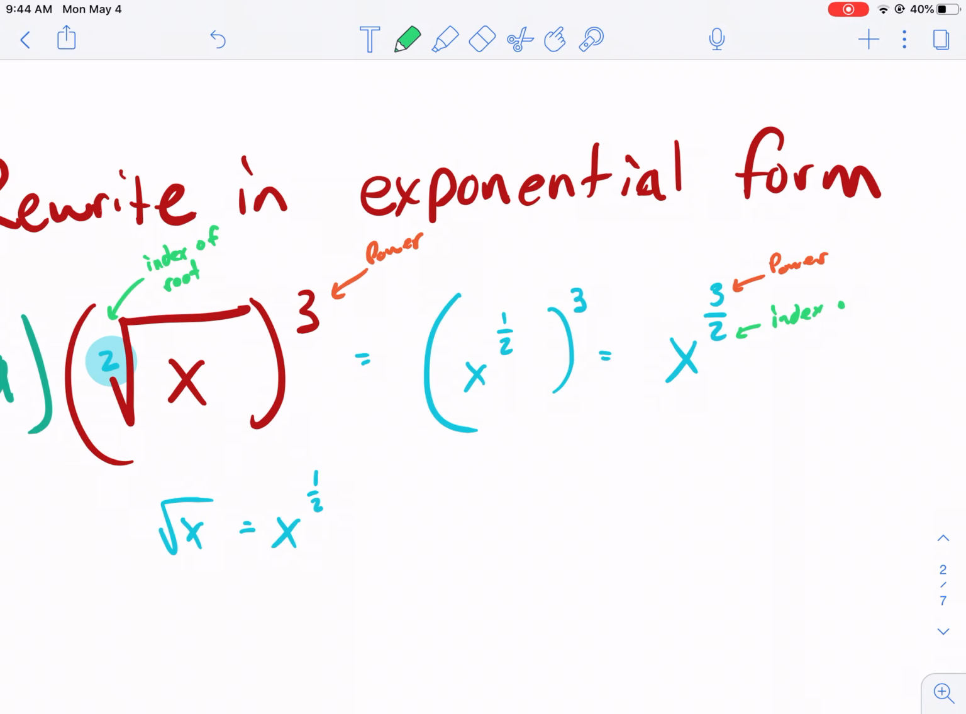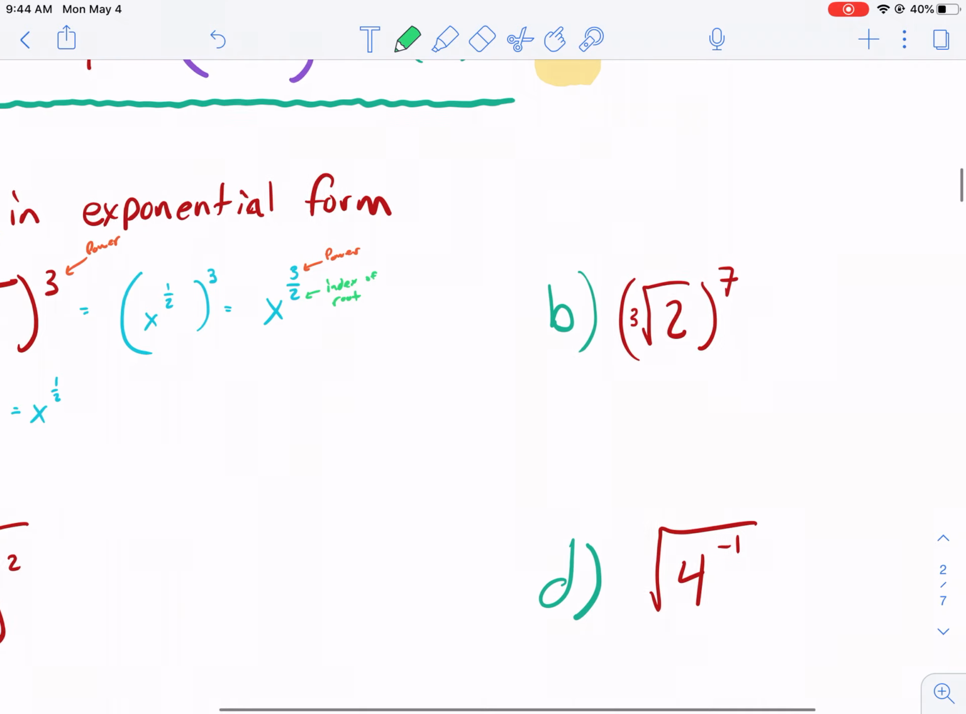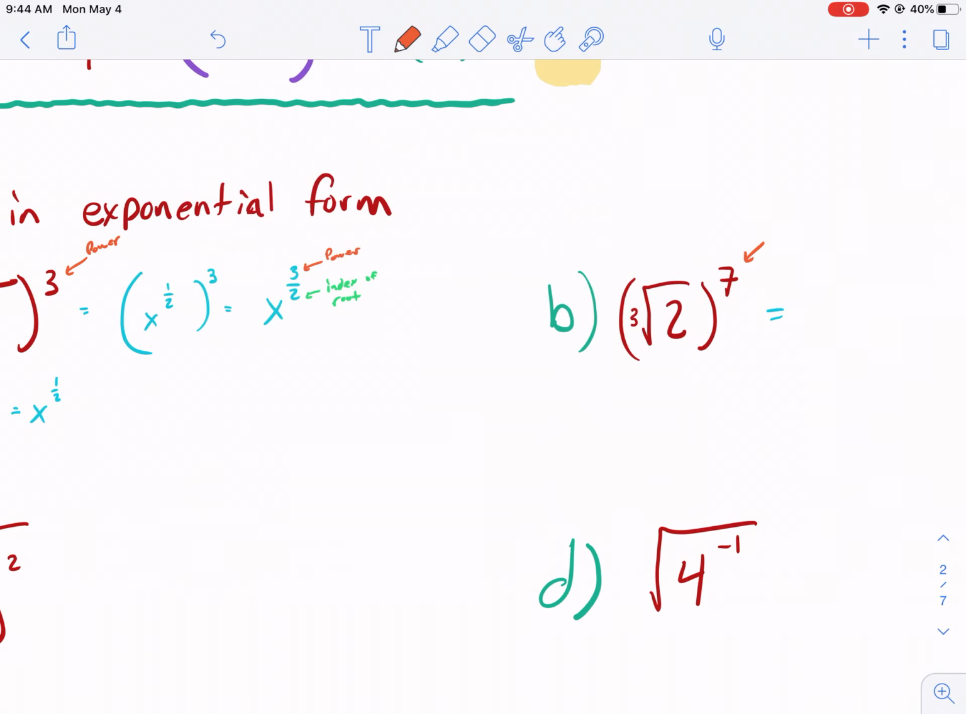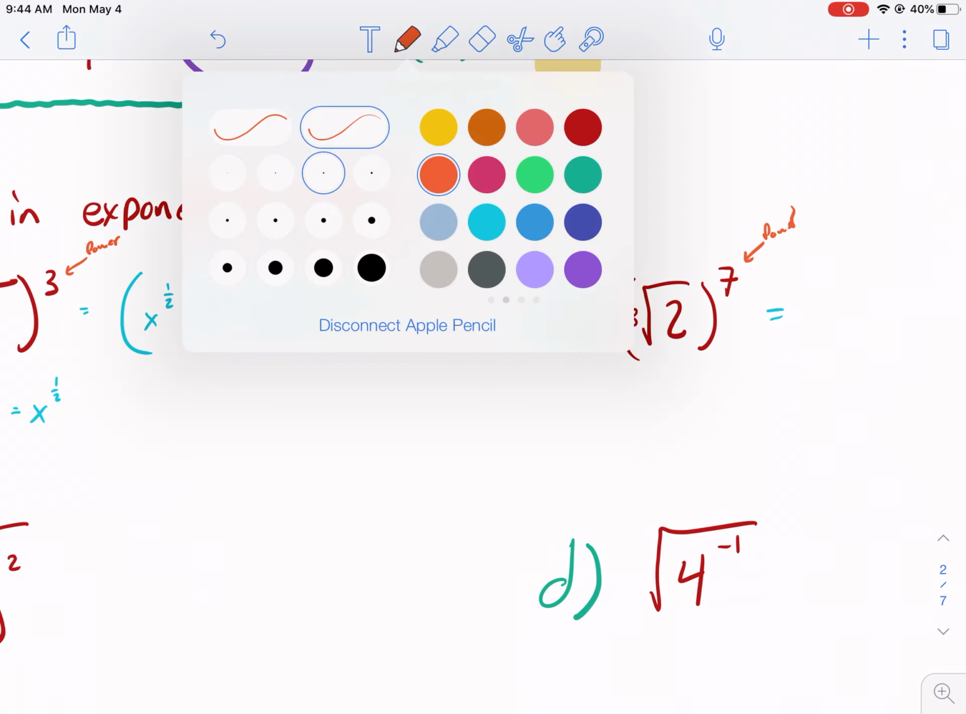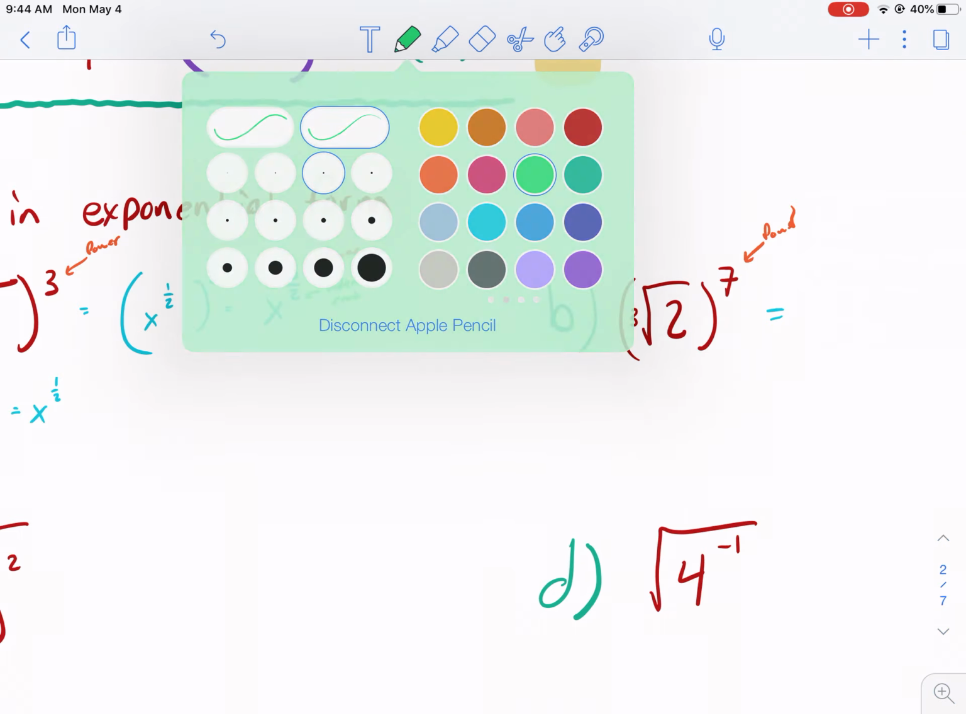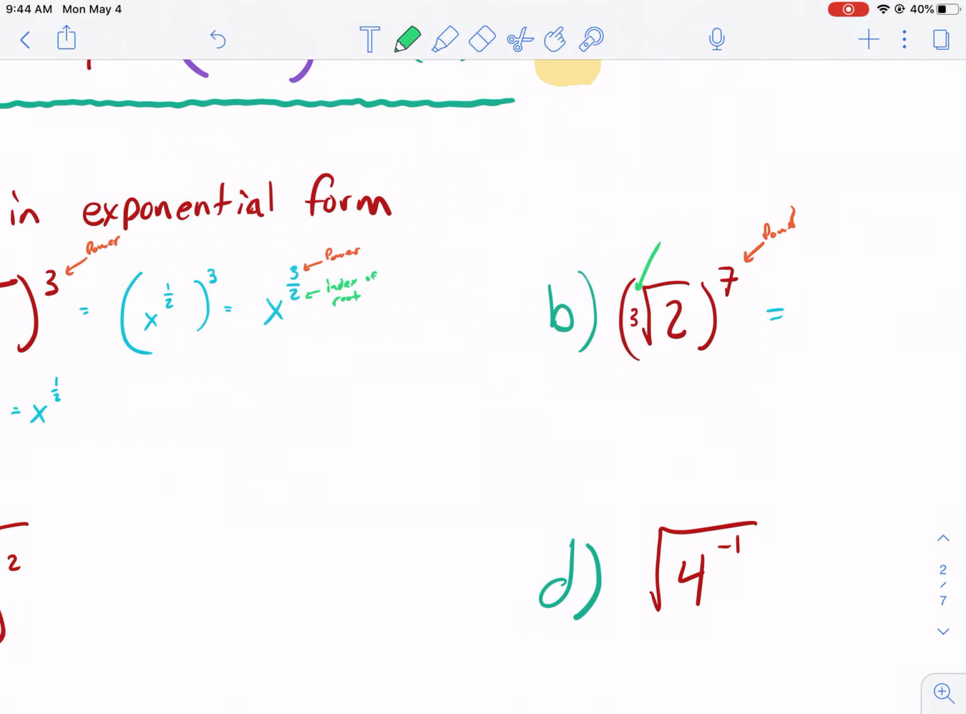Index of root. Okay, let's keep applying this concept. The more times we do it, the better we're going to get at it. So here we have our power. Here we have our index of our root. Let's use green to stay consistent. That's our index. Index should go in the bottom.